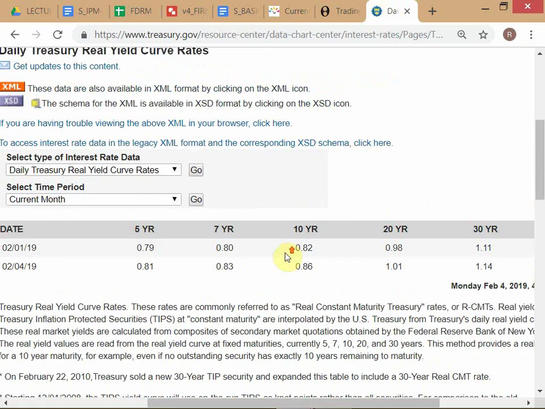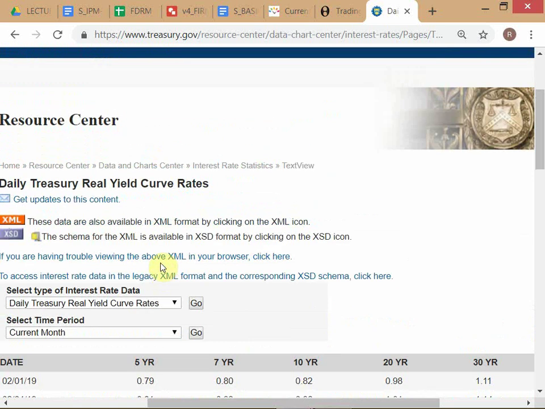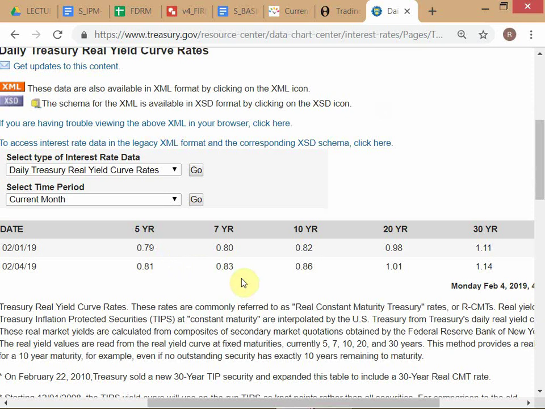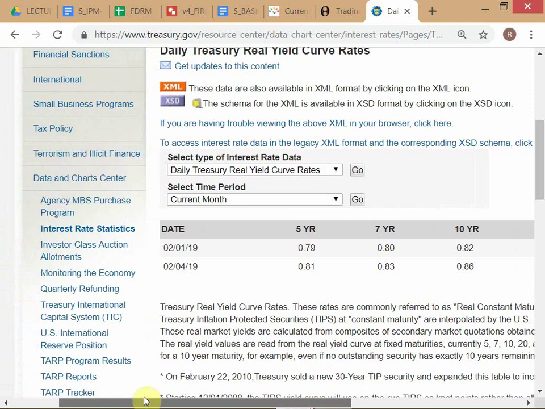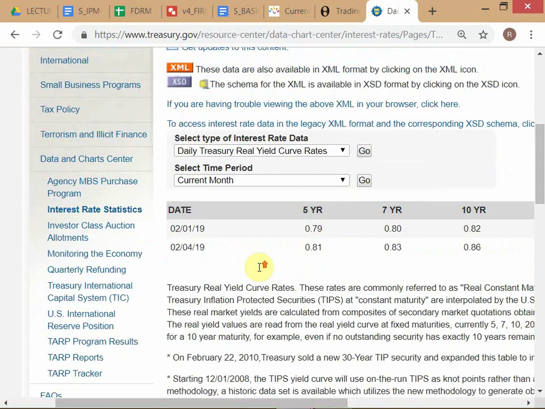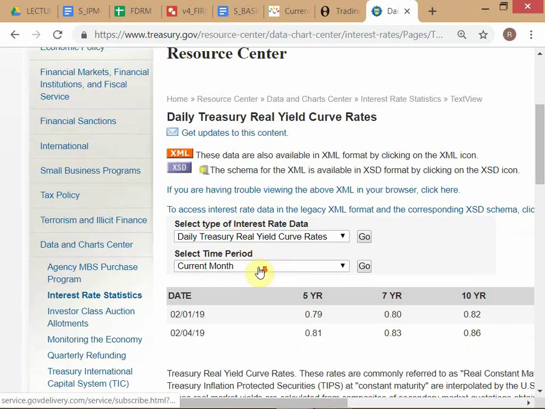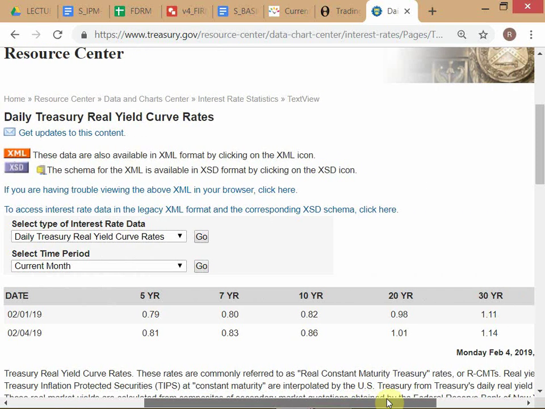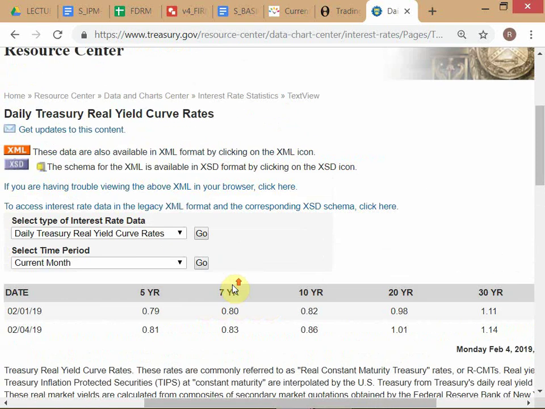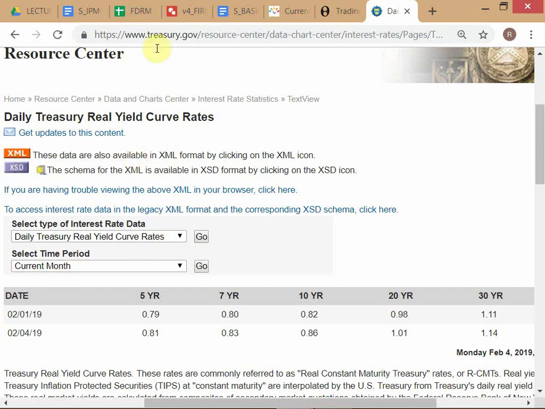Look at this. What does it say? 2.4, 10-year nominal rate. Okay, these are actually the TIPS yields, because this is 10-year at 0.82. So we have to see the actual Treasury yield curve, because 10-year at 0.82 means these are actually the TIPS yields. Where is the actual yield if we try to select?